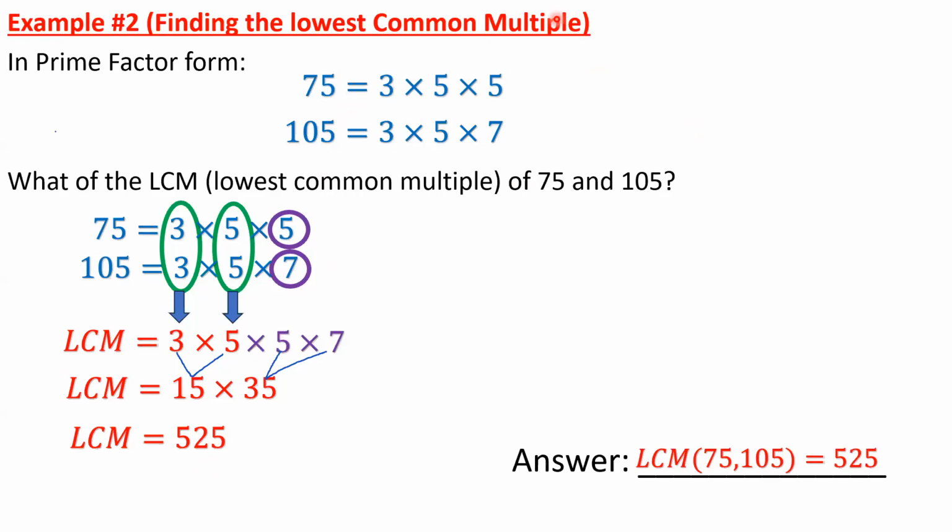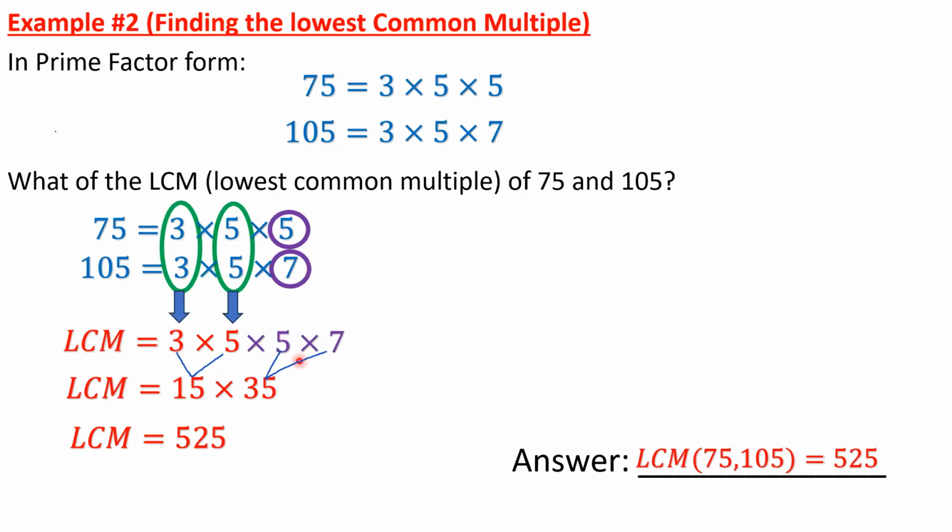So you look for the common factors in both of them, which is 3 and 5. You put 3 times 5. The 5 and 7 are not common, but you still write them because it's the lowest common multiple. So 3 times 5 is 15, 5 times 7 is 35, and then the answer is 15 and 35. 15 times 35 is 525.